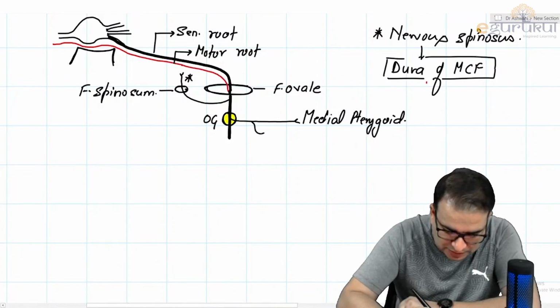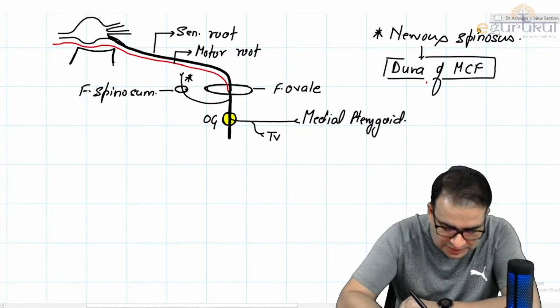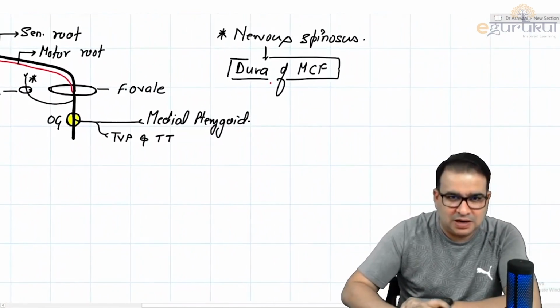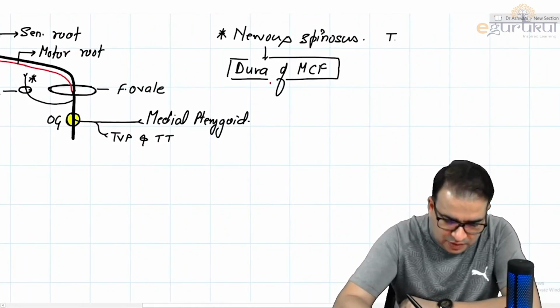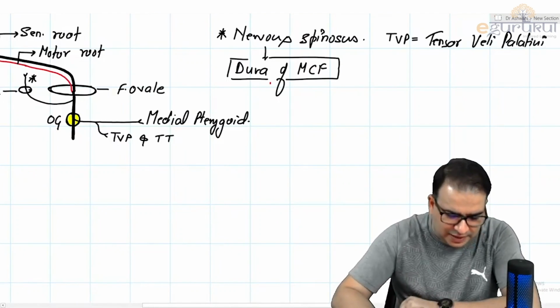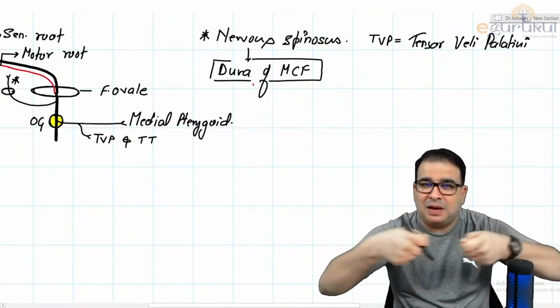it is going to supply the 2 muscles with the name of tensor. We have a muscle called tensor veli palatini and tensor tympani, guys. TVP and TT. Just writing it separately for you again. TVP stands for tensor veli palatini. It is actually one of the muscles of the palate. It tenses the palate. So the name is tensor veli palatini.